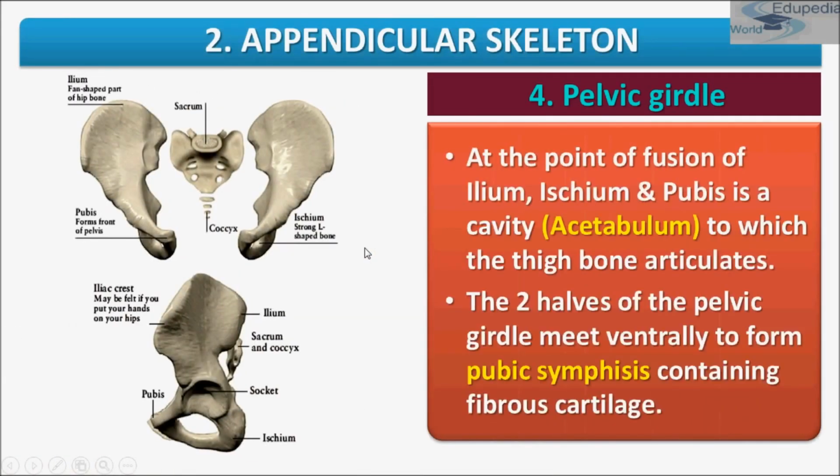At the point of fusion of ilium, ischium, and pubis is a cavity which we call the acetabulum. This is your acetabulum, to which the thigh bone articulates. So from here, the thigh bone moves, or you can say articulates. The two halves of the pelvic girdle meet ventrally to form the pubic symphysis. This is your pubic area, which forms the front of the pelvis, and it contains fibrous cartilage.